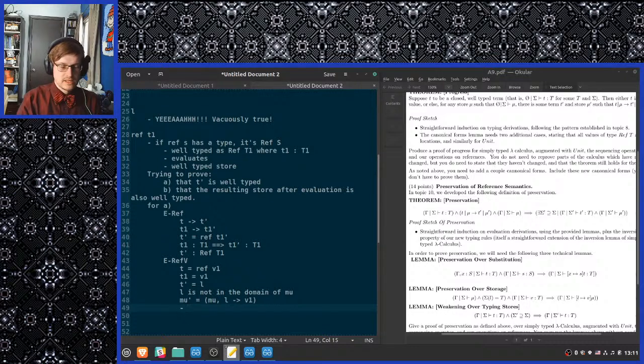If we hypothesize that sigma prime is equal to regular sigma, concatenated with L mapping to the typing information of v1, which is T1, then obviously we have, I almost said the word congruence, but we have a special meaning for that in this class, we have an agreement between mu prime and sigma prime, so that works in this case.